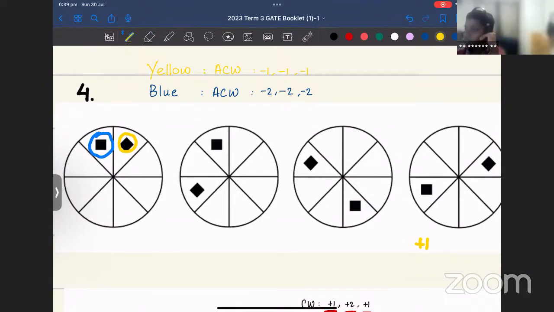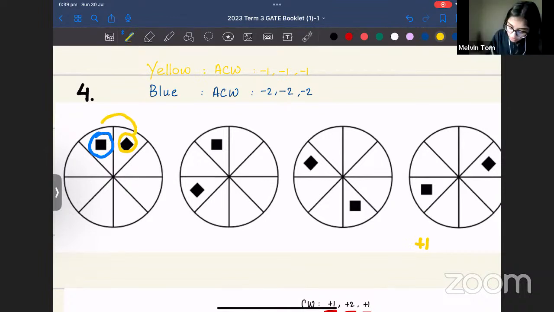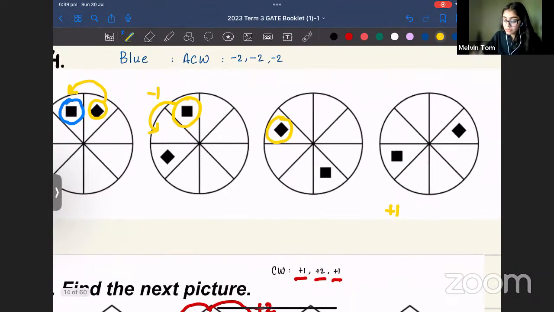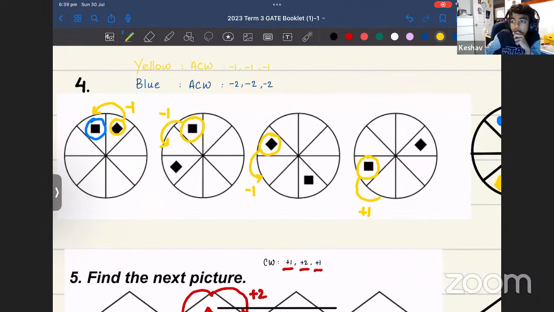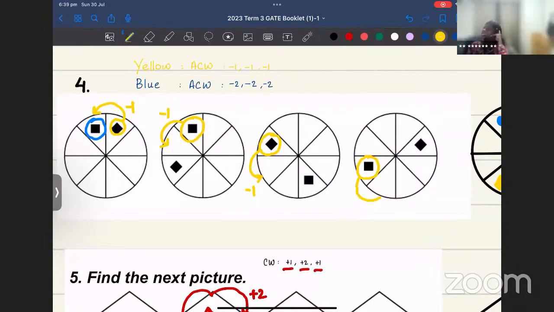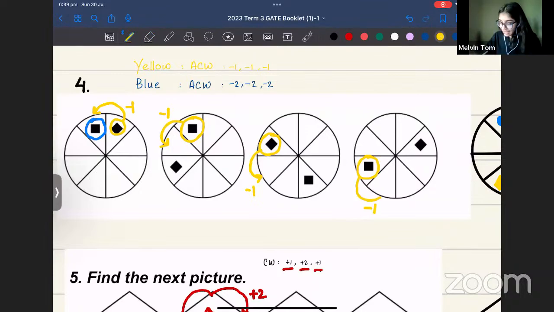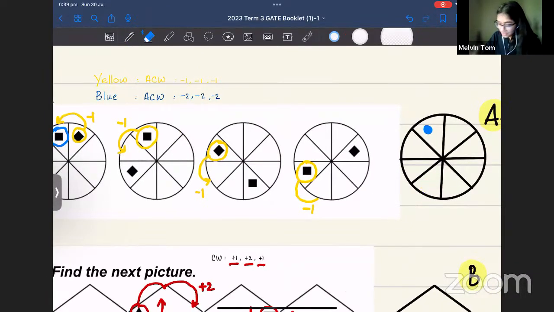Now, the yellow one is moving -1 anti-clockwise, and it's over here in the second image. From there, it's moving again -1, giving us yellow right there in the third image. Again, it's moving back by -1, giving us a yellow right here. So that's -1, -1, -1, and from there it's going to -1 again.